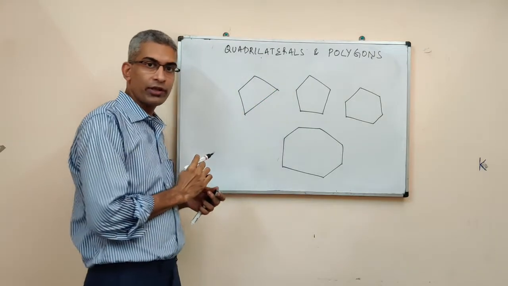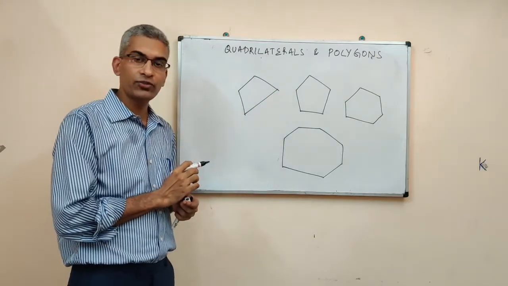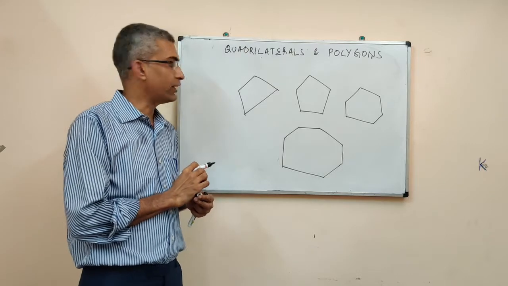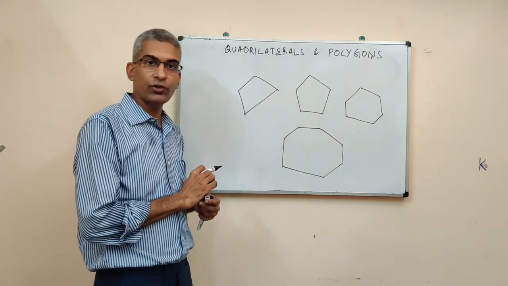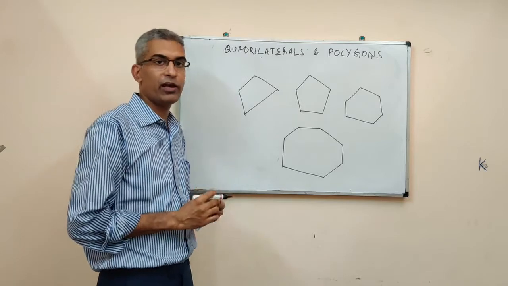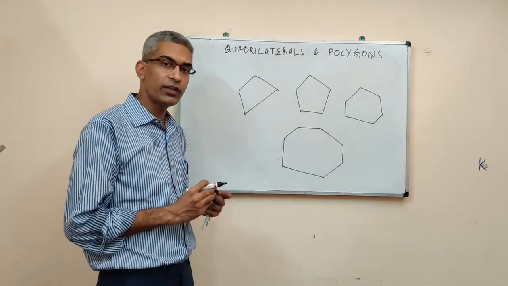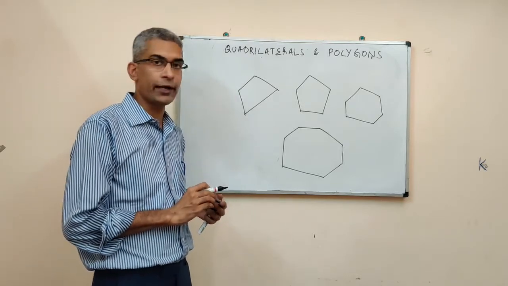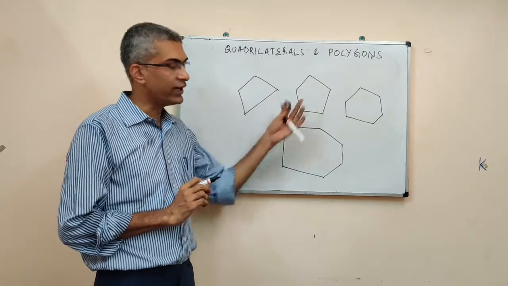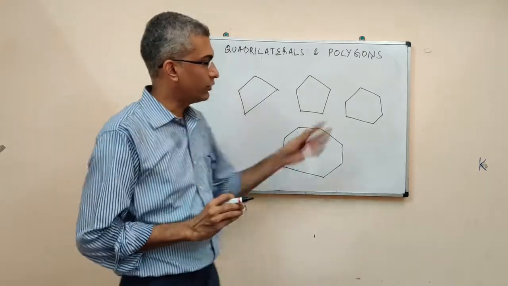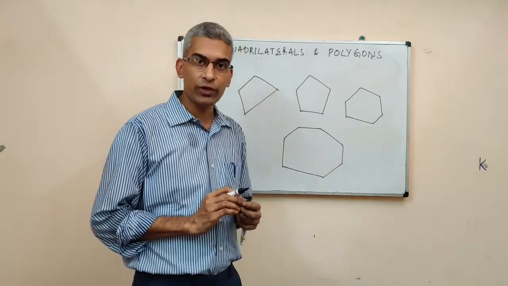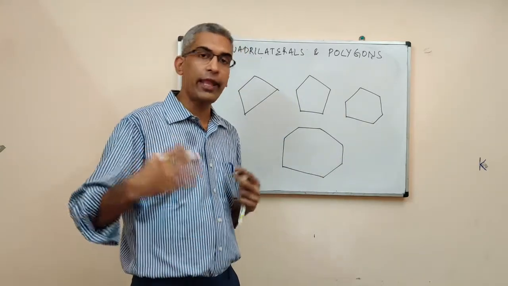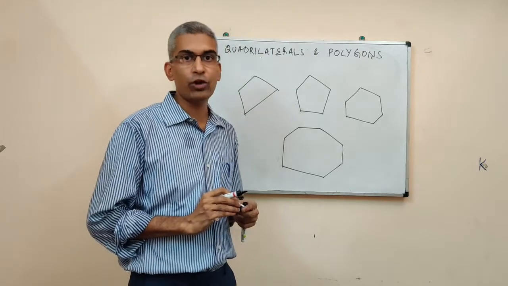We have quite a few 4-sided polygons. For example, a square is a quadrilateral, a rectangle is a quadrilateral, a rhombus, a trapezium, a parallelogram, a kite, all these are special types of quadrilaterals. If you have 5 sides, we call it a pentagon. If you have 6 sides, we call it a hexagon. If you have 7 sides, we call it a heptagon. If you have 8 sides, we call it an octagon, and so on.